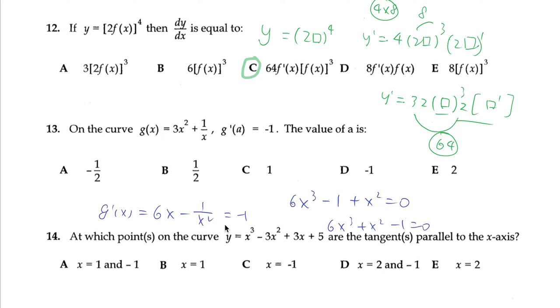What you can do is plug in the values and see which one is the same, or you can directly solve this cubic equation using your graphic calculator. The coefficients should be 6, 1, 0, and minus 1. When you solve it, you should get x equals a third, and x equals minus a half. Those are the 2 values, x equals a third and x equals minus a half. And we don't really have a third here.